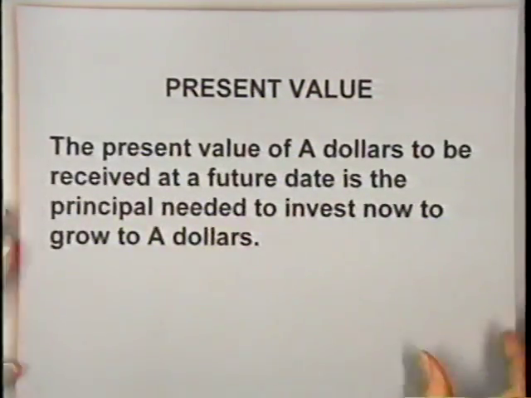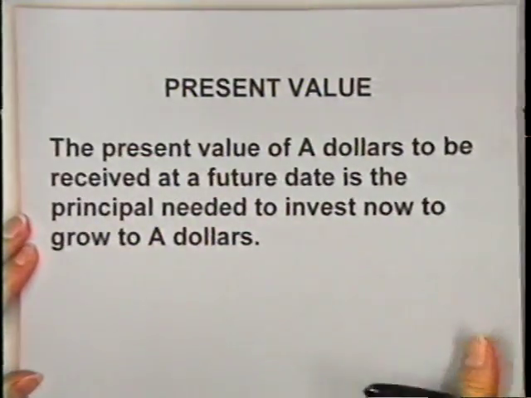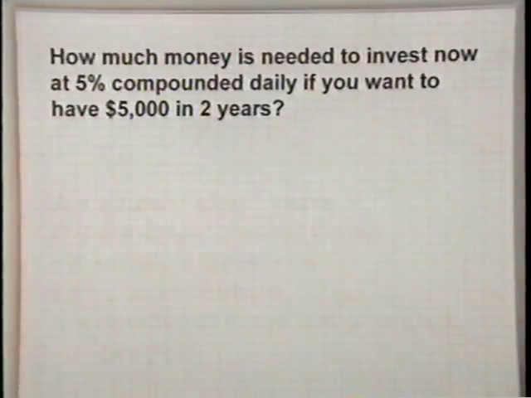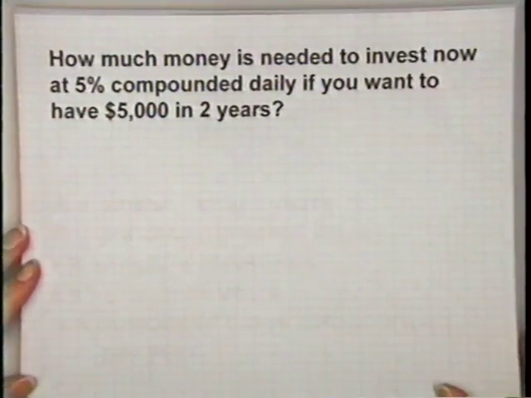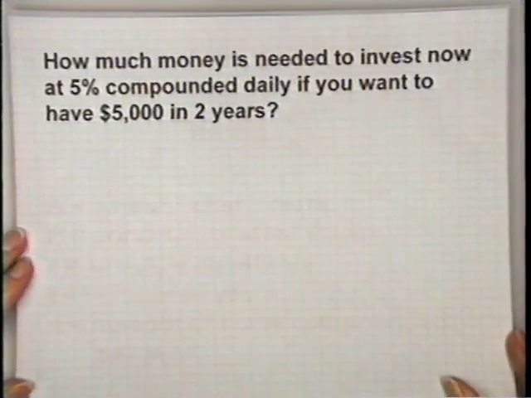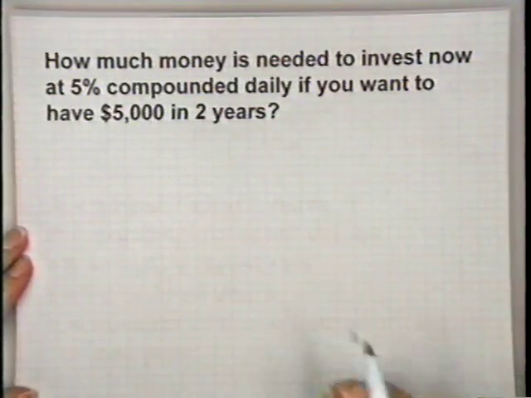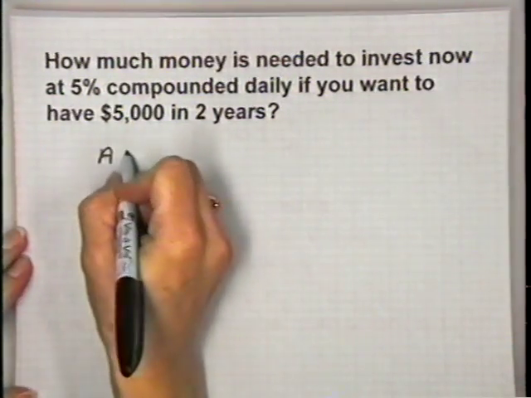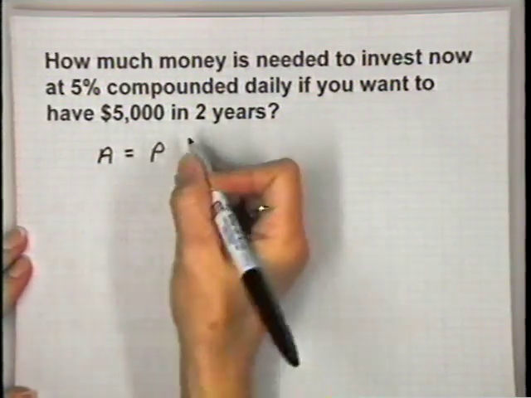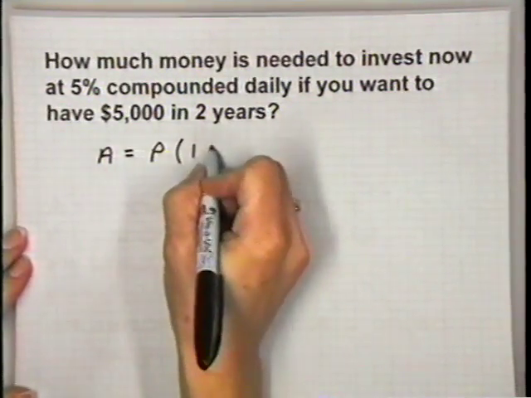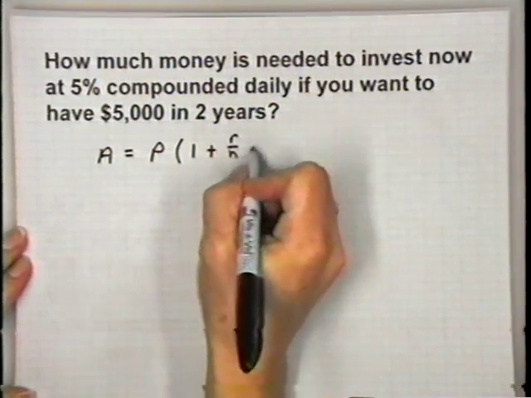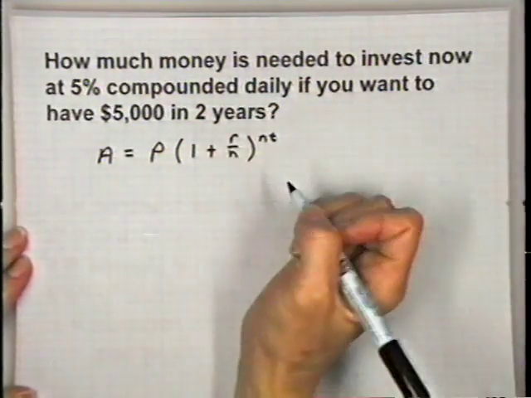So let's look at a problem first of all and kind of deal with this, and then we're going to see that we can also work from a formula to solve present value problems. How much money is needed to invest now at 5% compounded daily if you want to have $5,000 in 2 years? Well, let's go back to our compound interest formula. A equals P times (1 + r/n)^(nt).